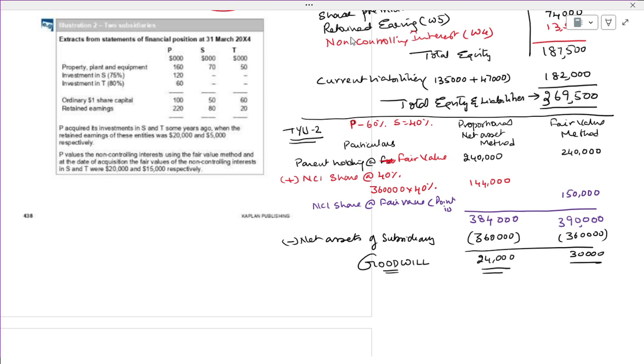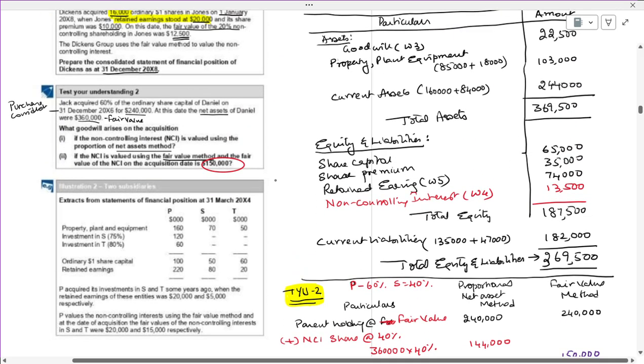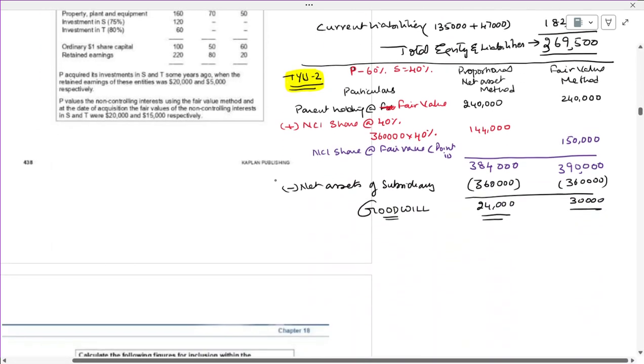Is it okay with you? Net assets of the subsidiary. What is the subsidiary here? Net assets of Daniel.